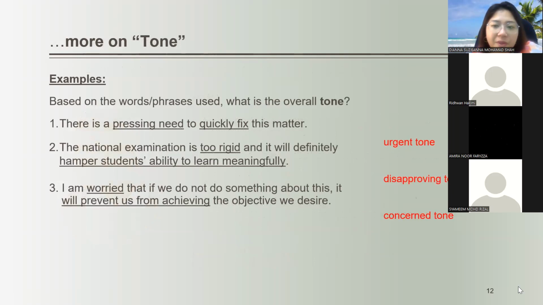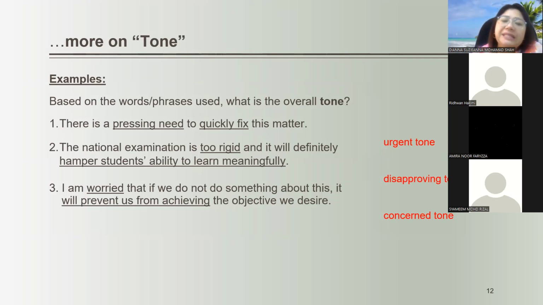Okay. All right, let's take a look at this. Based on the word phrases used, what is the overall tone? Remember, you can identify the tone based on the words or phrases used. So let's take a look at number 1.